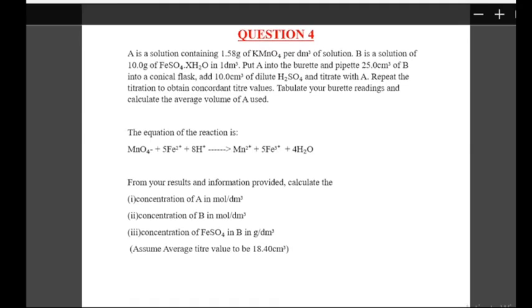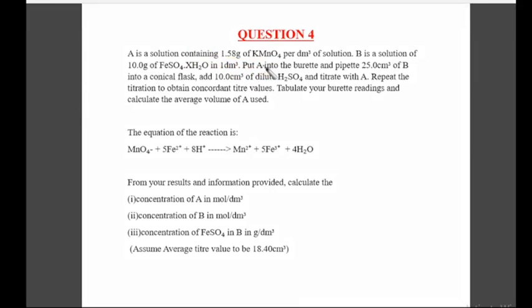Question 4 says, A is a solution containing 1.58 grams of potassium permanganate per dm cube of solution. B is a solution of 10 grams of aqueous iron 2 sulfate in 1 dm cube. Put A into the burette and pipette 25 centimeter cube of B, and then we have to calculate our reading. Before we carry out our titration, we must have acidified our base in the conical flask using 10 centimeter cube of H2SO4. So we are using this as our equation for the reaction as well.